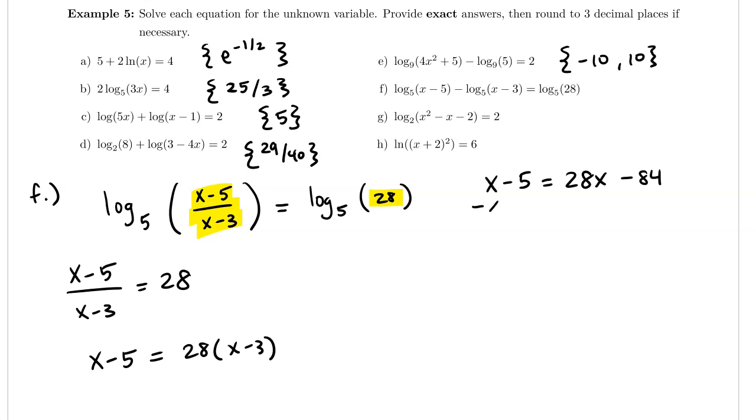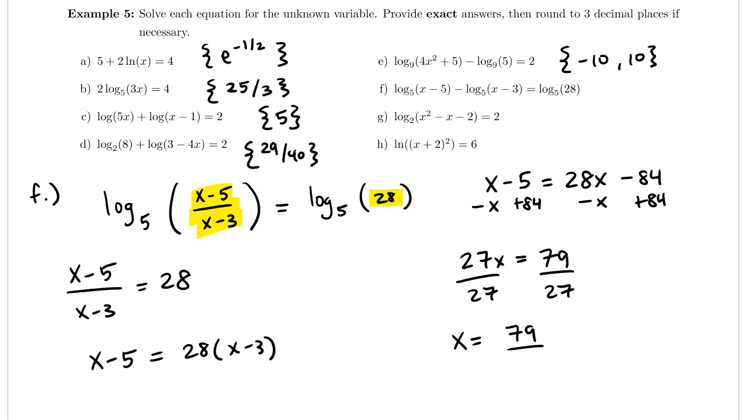I'm going to subtract x on both sides, and I'm going to add 84 to both sides. So then we get 27x is equal to 79, and then divide both sides by 27, and we get x equals 79 over 27.